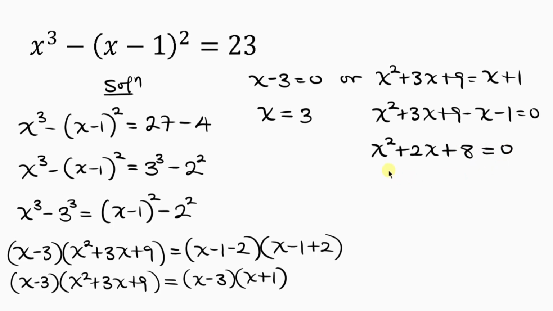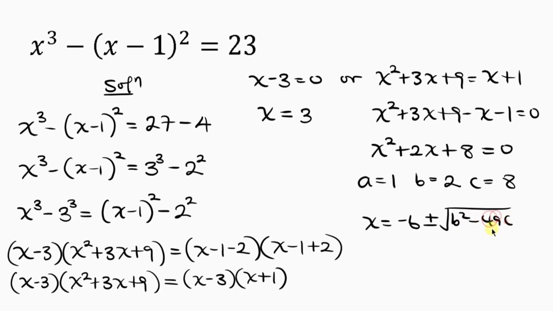So we have a quadratic equation which we're going to be using the general formula to solve. So from this quadratic equation, we have a to be 1, b to be 2, and c to be 8. So let's go ahead and substitute into this quadratic formula, which is very familiar to us. b squared minus 4ac all over 2a. Let's do that in the next slide.